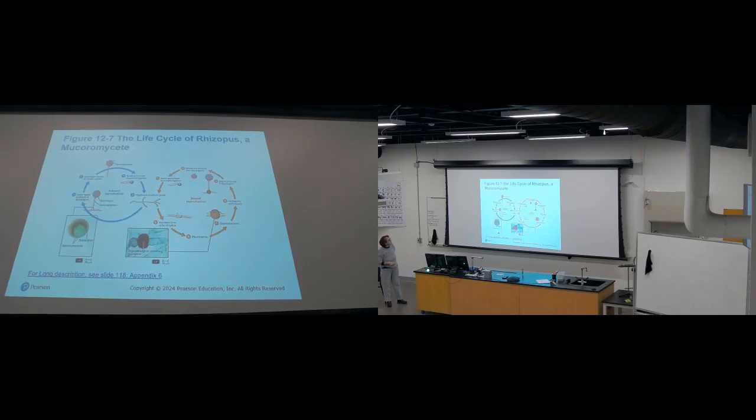So here is the life cycle of Rhizopus. You start here with the release of these sporangiospores, and then they germinate and form this mycelium. Then the mycelium can form more sporangiospores asexually, and it will have this aerial hyphae that produces this sporangium, which has these little sporangiospores.